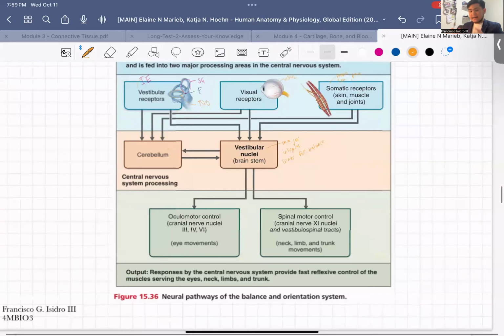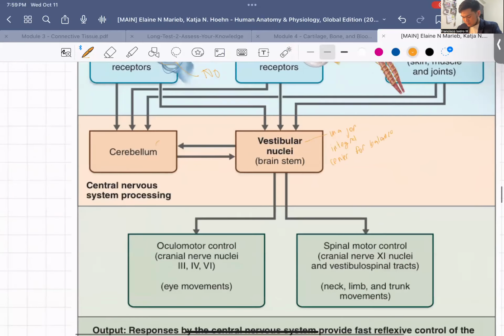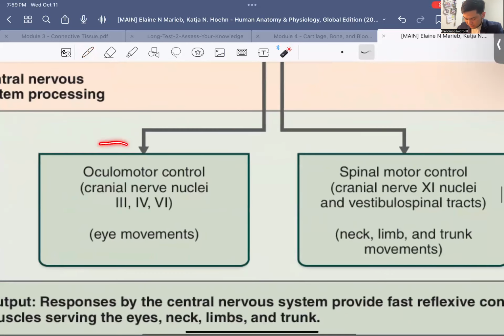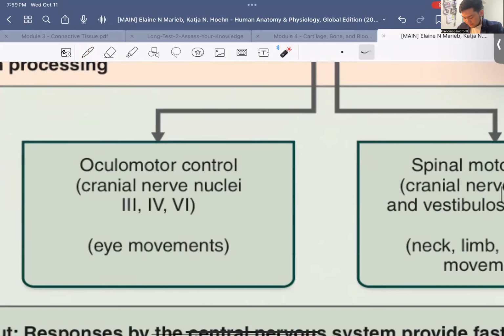So once na-process na nila, they are now sent as an output through the oculomotor control and the spinal motor control. So ang oculomotor control, ang pinakahalimbawa nito is that when I look at you, di ba? When I look at you, even if I move my head, even if I move my body, di ba? Kaya kong ilak-in yung mata ko sa'yo. That is how the oculomotor control works. To the cranial nerve 3, 4, and 6, oculomotor, trochlear, and the abducens. Yung locking of the eye to you.